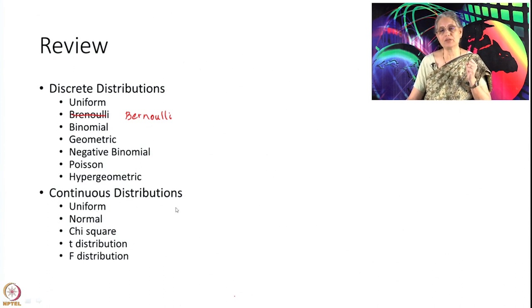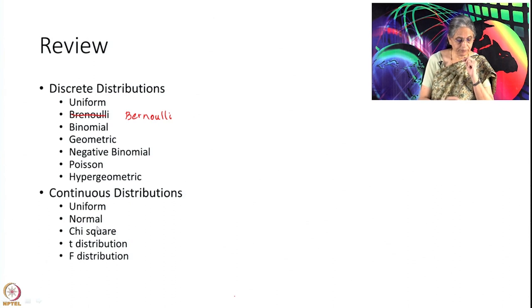Then we moved on to continuous distributions, and we introduced first the continuous uniform distribution, and we mentioned that it has a very special importance when it comes to generating random numbers from different distributions using a pseudo random number generator. And the pseudo random number generator actually tries to generate the uniform distribution, the variates of uniform distribution. Then we introduced a normal distribution, and we gave some distributions which are derived from the normal distribution, which are chi square, T distribution and F distribution.